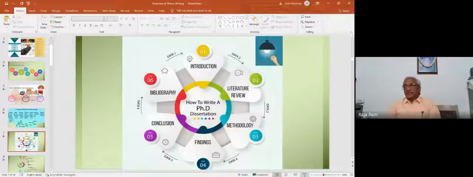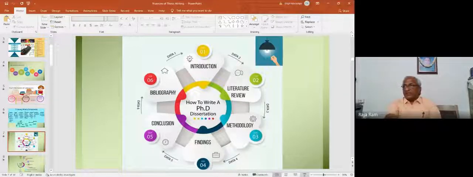Data two is literature review. Data three is methodology. Data four is findings. Or maybe I'll just move in a different way, like just an introduction, methodology. Fourth one is research findings. Fifth one is summing up a conclusion. Sixth one, data six is bibliography. So these are six things that we have to do.